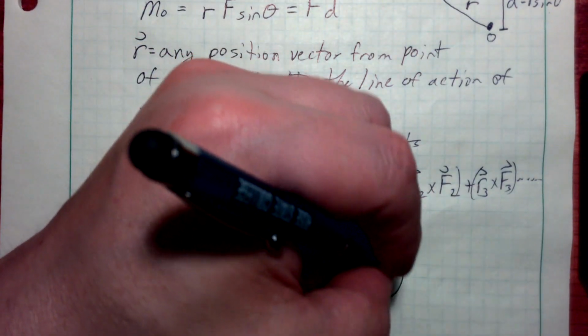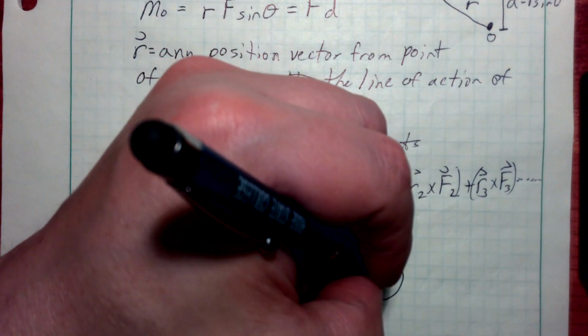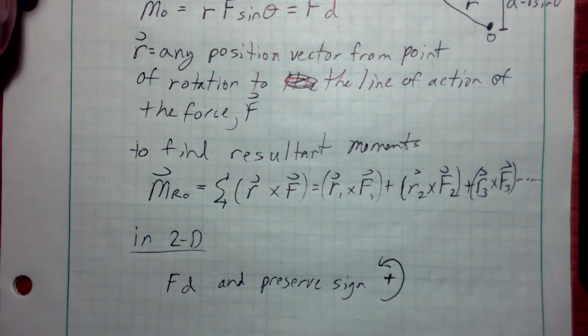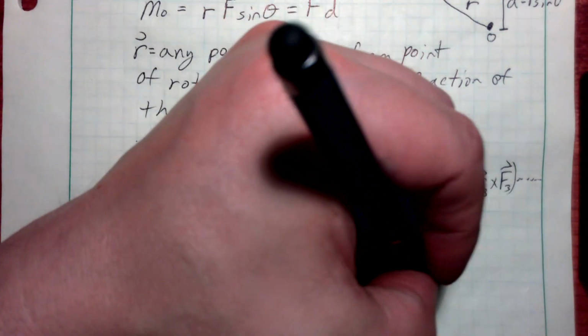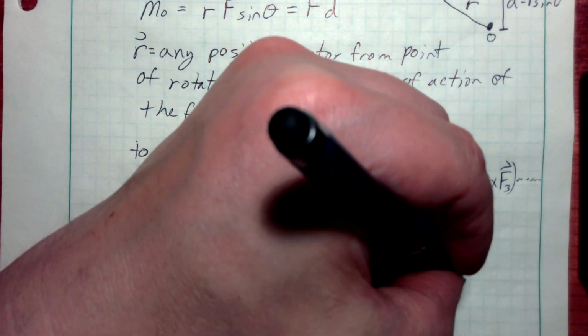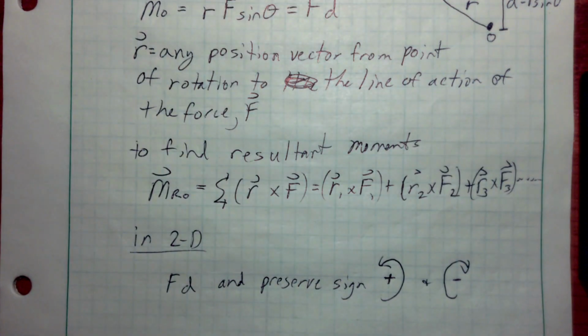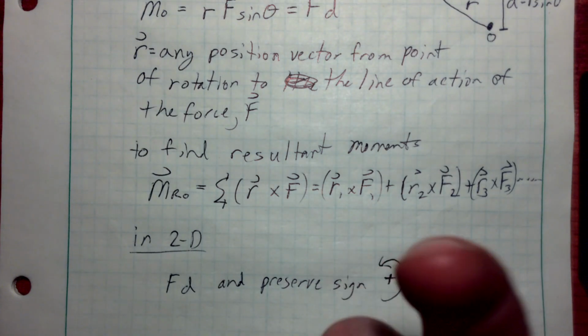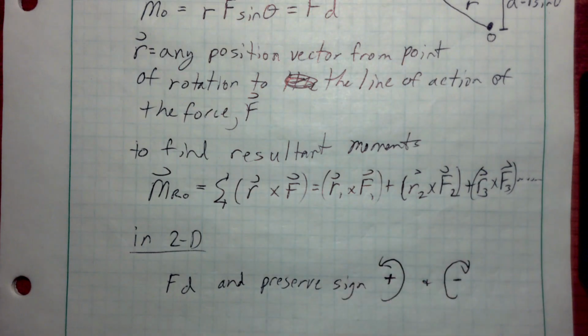Which basically means if it's causing a counterclockwise rotation in the xy plane, that means it's positive. And if it's causing a clockwise rotation in the xy plane, it's negative, because if you're looking at the xy plane, the z direction is basically coming right out at you if you're looking down at the xy plane.